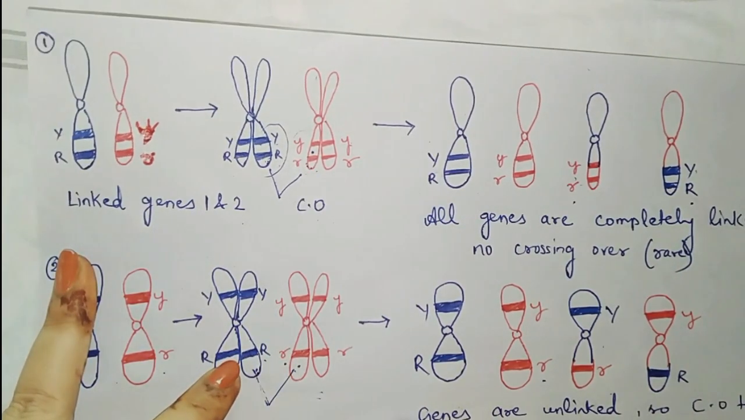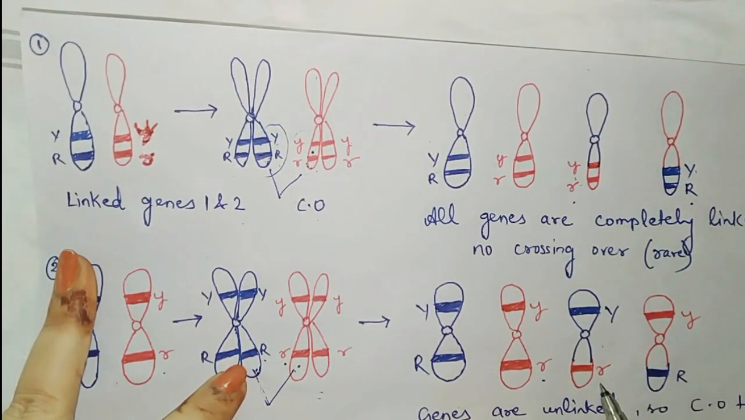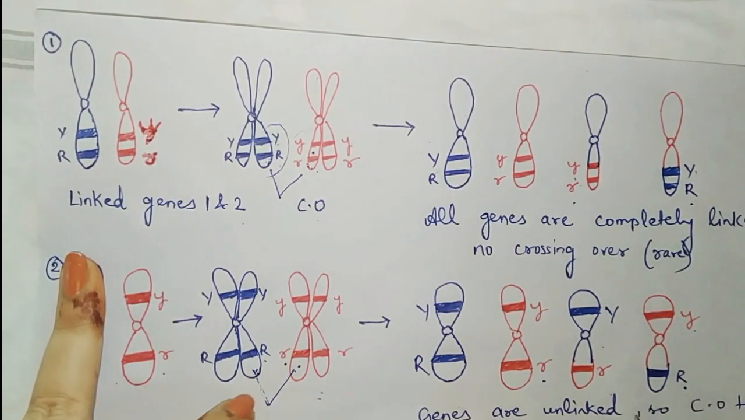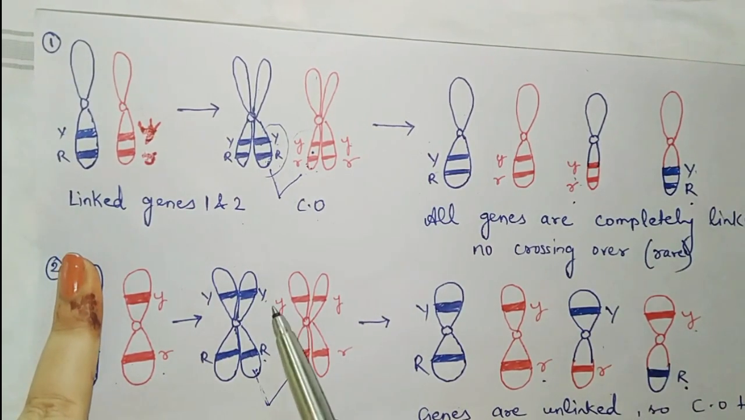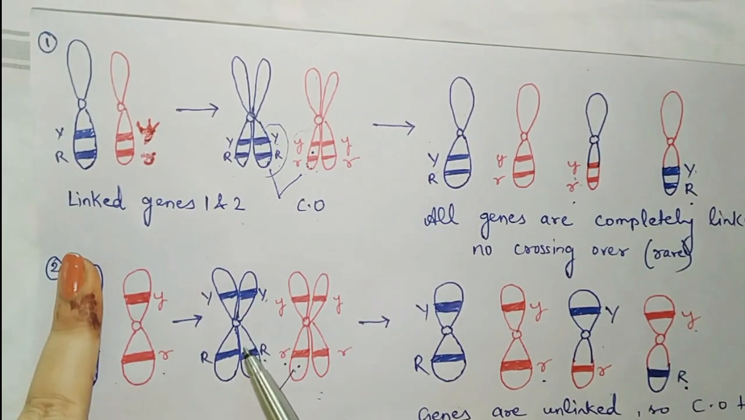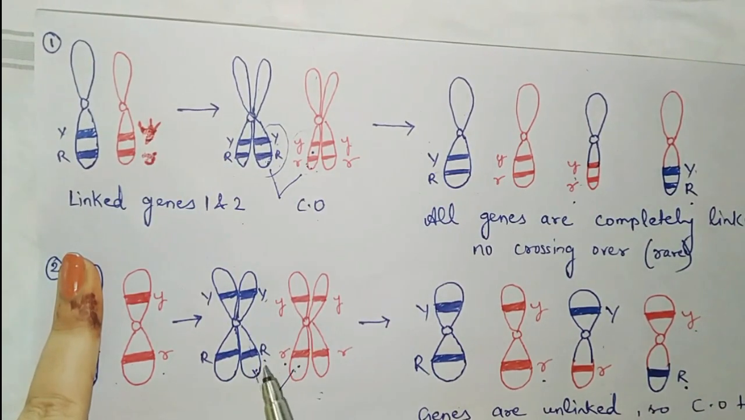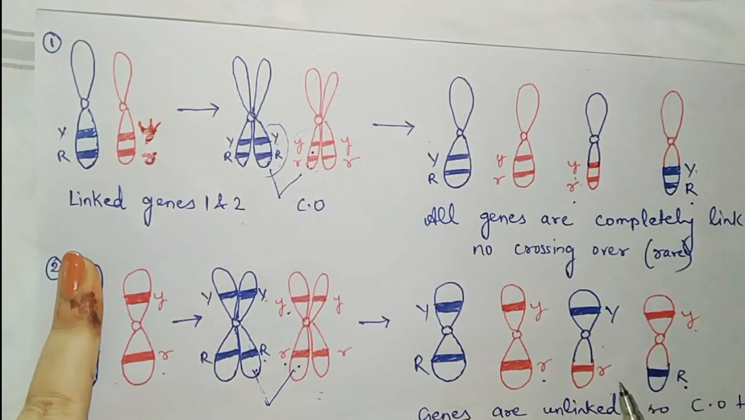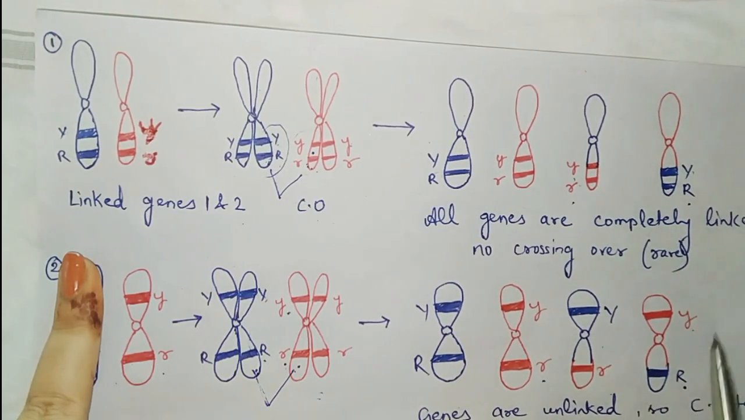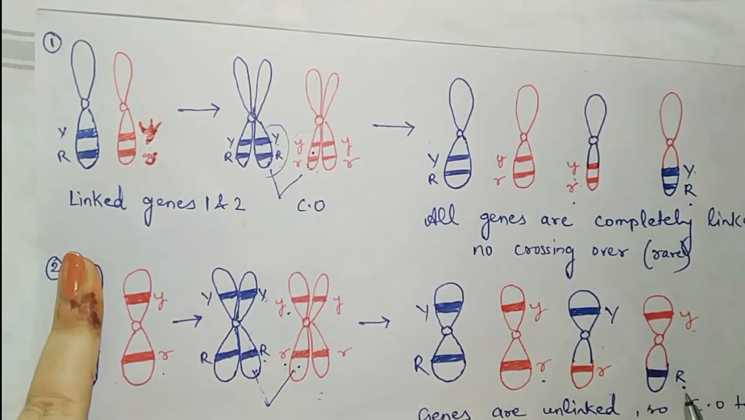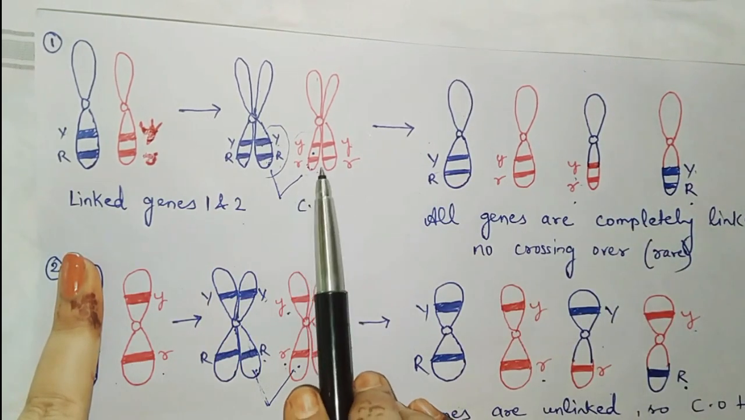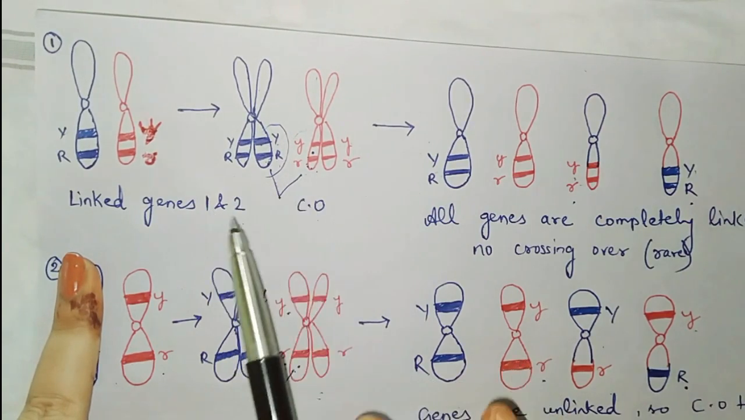This second chromatid is having capital Y and small r, and this third chromatid is having small y and capital R. See, these Y and R alleles are present far apart from each other, so here capital Y is separated from capital R and small y is separated from small r, as a result of which we get new allelic combinations, capital Y, small r and small y, capital R. But here the allelic combinations are the same, just their location on the chromatid changes.